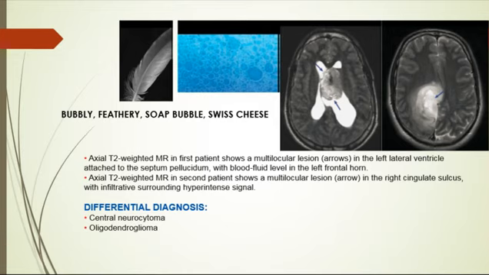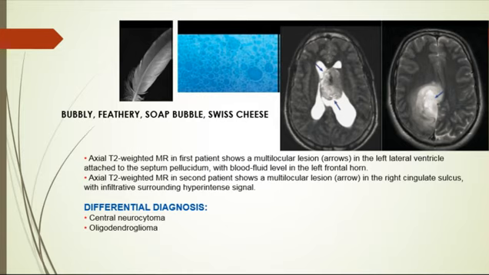The first one, the intraventricular one, is the central neurocytoma, and the second one is oligodendroglioma. In general, central neurocytoma and oligodendroglioma have similar histological and imaging appearances. Even where histology differs, the imaging is the same: T2 hyperintense, multilocular, bubbly content, variable enhancement, calcification.